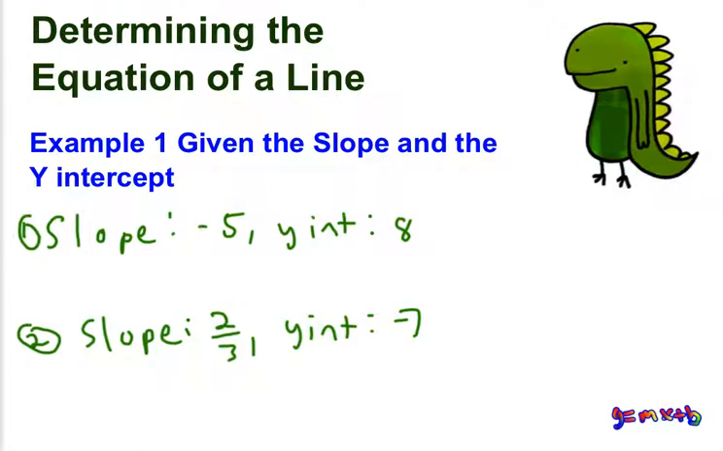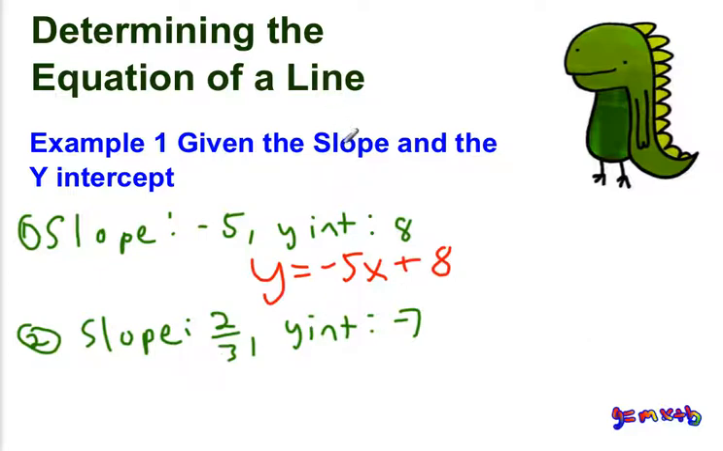In this case, we are given the slope and the y-intercept. And so this is actually pretty simple if you think about it. We're given m is -5, and we're given b is 8. So the equation of this line is simply y equals -5x plus 8.